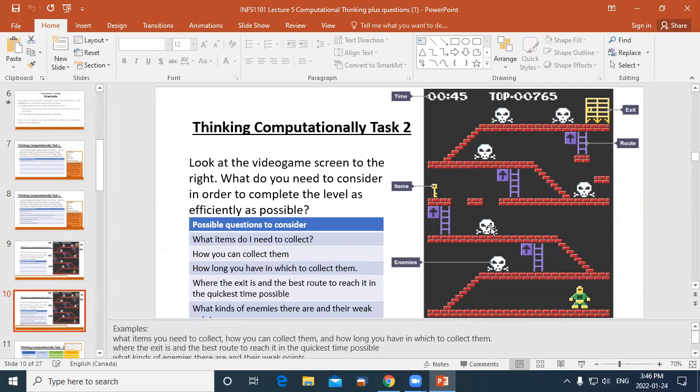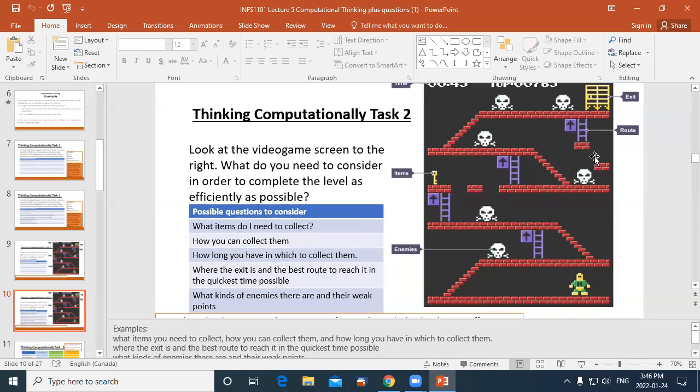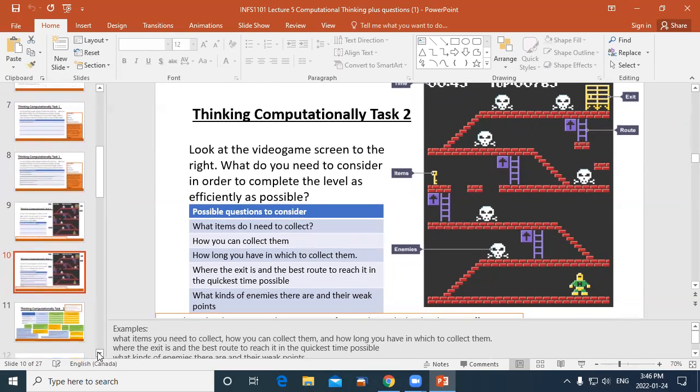Okay, that's how it looks. So we need to know, what do we need to collect? Well, I need to collect this key. I guess I need to get this key to get through there or something like that. How can I collect that key? And maybe is there anything else? What kind of enemies do I have? These skull things. How do I overcome my enemies? Do I have power to overcome my enemies?